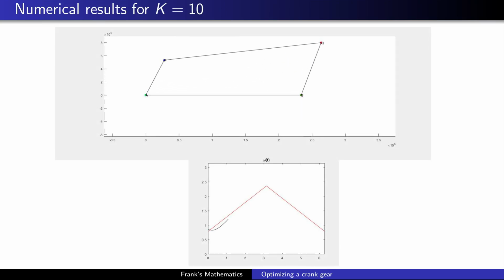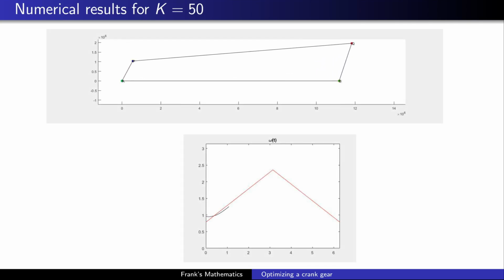We start by taking 10 sample points, and on the top you can see our optimized crank gear, and below you can see the function omega t plotted against the desired state. And you can see that we are getting close to the desired state, but not so good. And so maybe we can increase the accuracy if we increase the number of sample points. So what happens if we increase the number of sample points?